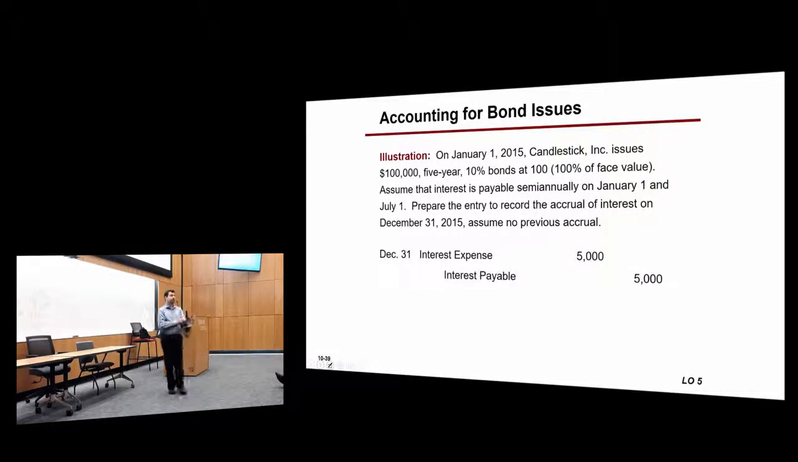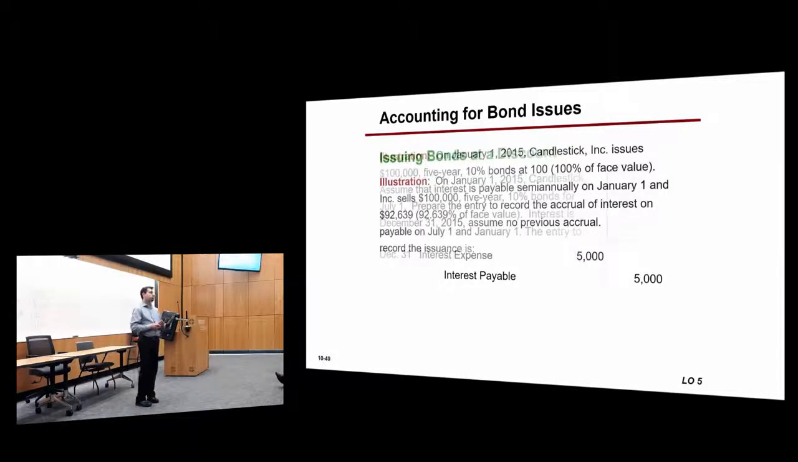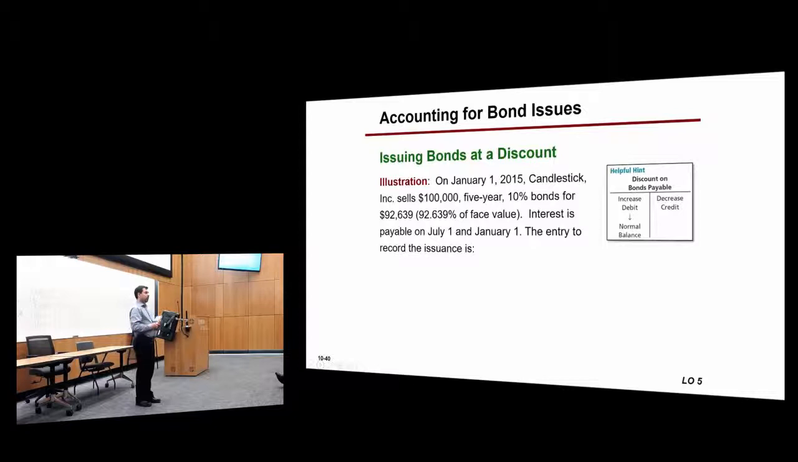On January 1st, when the company actually pays, the company will be paying their debt. So on next January 1st, the company will be paying interest payable, 5,000. So we would debit interest payable, we credit cash. Any questions about that? This is when the bonds were issued or sold at face value.